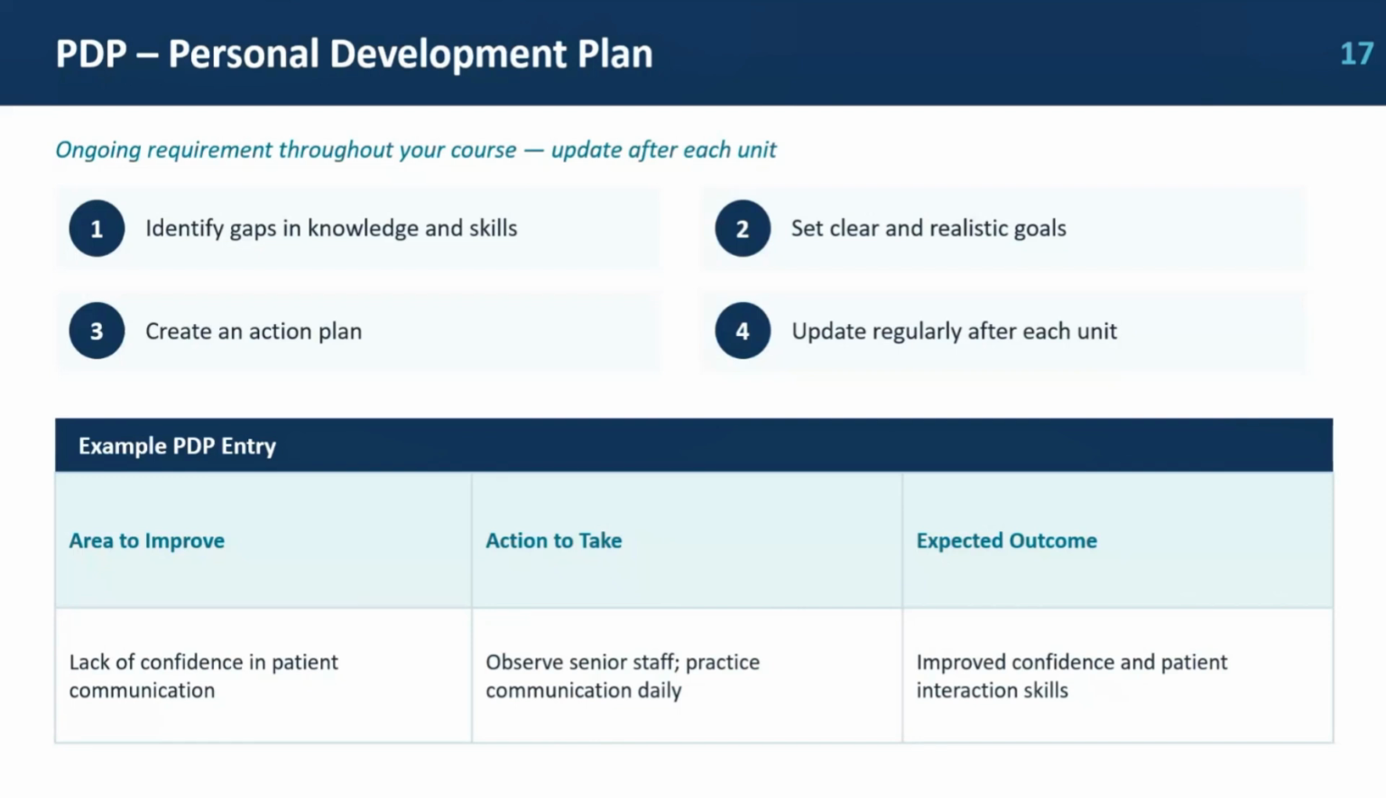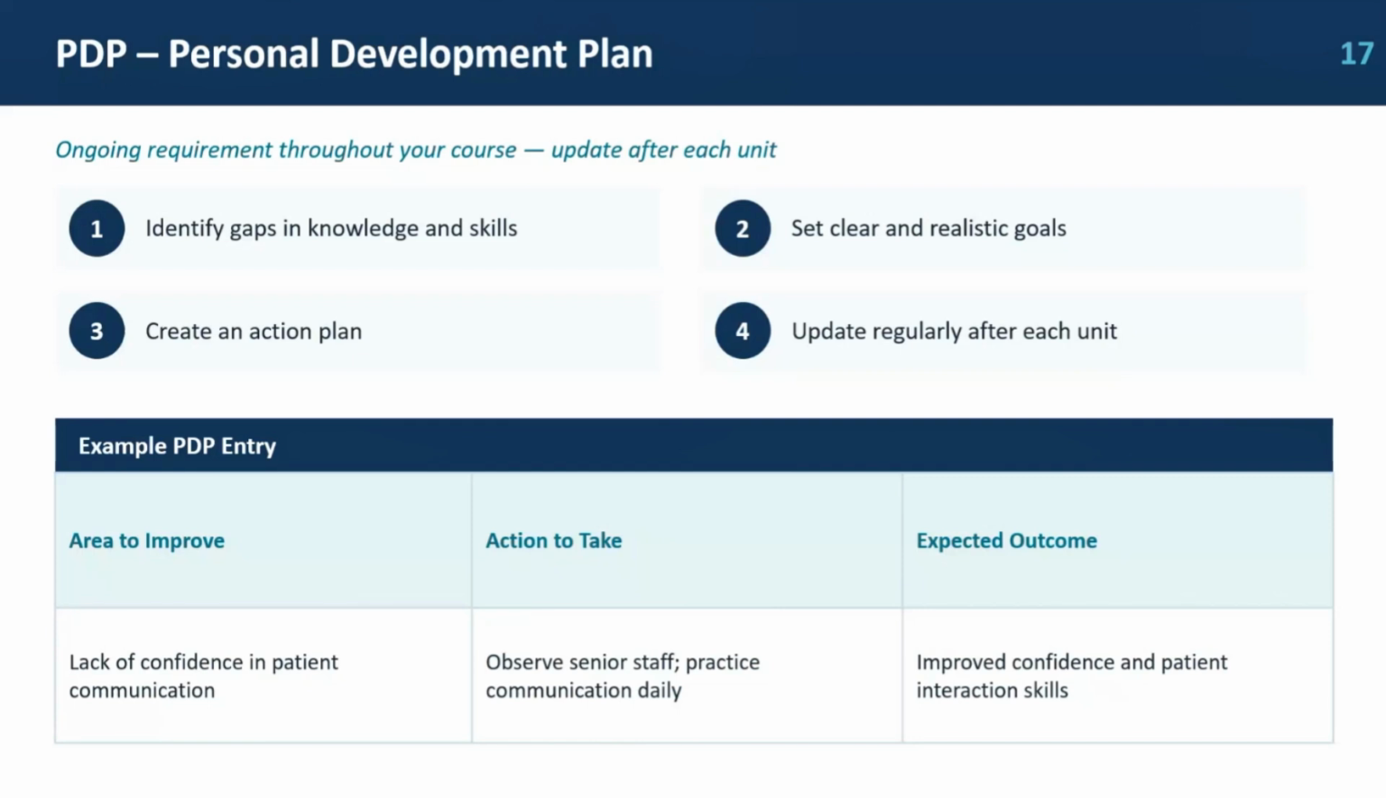The action will be I will observe experienced staff and practice speaking to patients daily. And the outcome will be I will become more confident in speaking with the patients. So again, a weak PDP would just say I need to improve communication. This is again not enough. You need to mention the gap, the action, and the outcome. A strong PDP clearly explains what you will do and how you will improve.